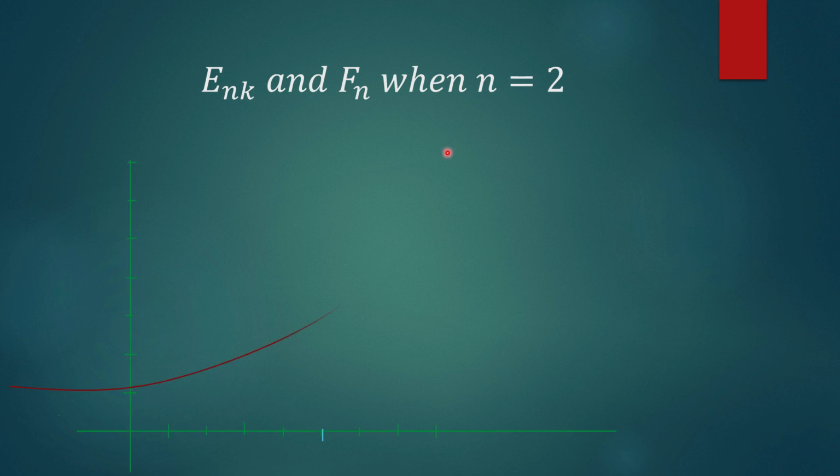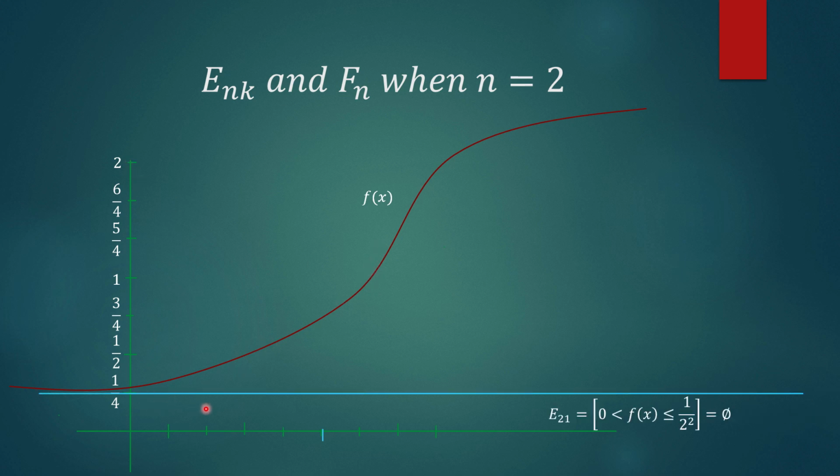So this is the graph of the function f of x. Then 1 upon 2 squared is 1 by 4, it is here, 1 by 2 is here, 3 by 4 is here, 1 is here, 5 by 4 here, 6 by 4 is here, and 7 by 4 will be somewhere here, but I am dropping that because of less space, and 2 is here. Alright, and what is this line? This horizontal blue line is 1 upon 4.